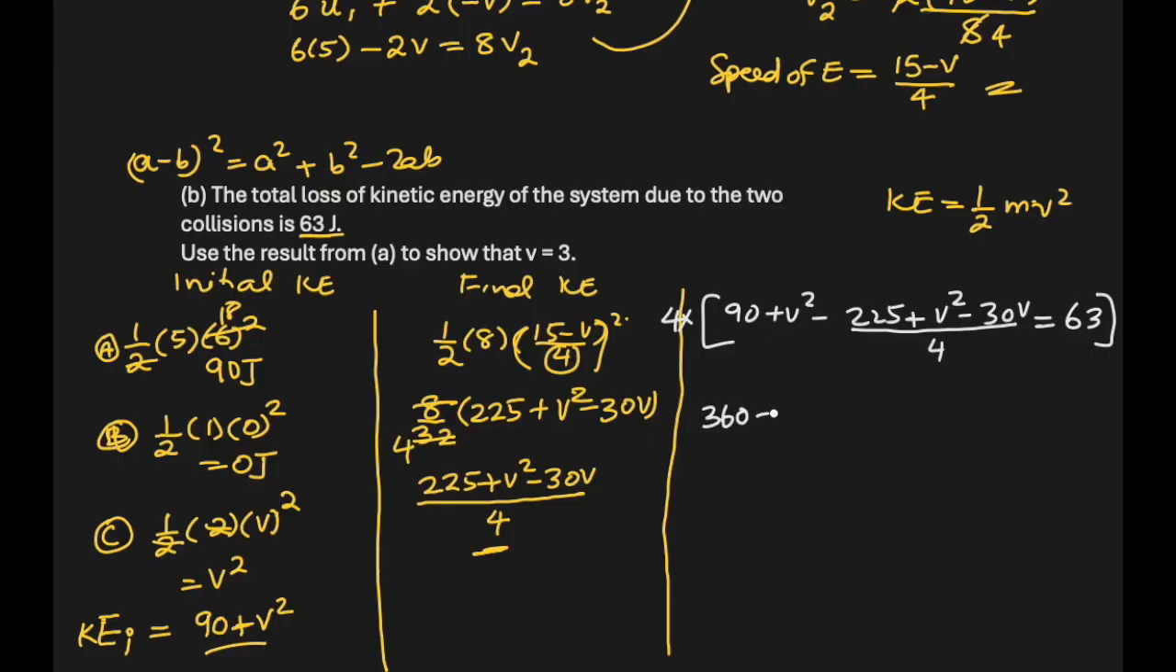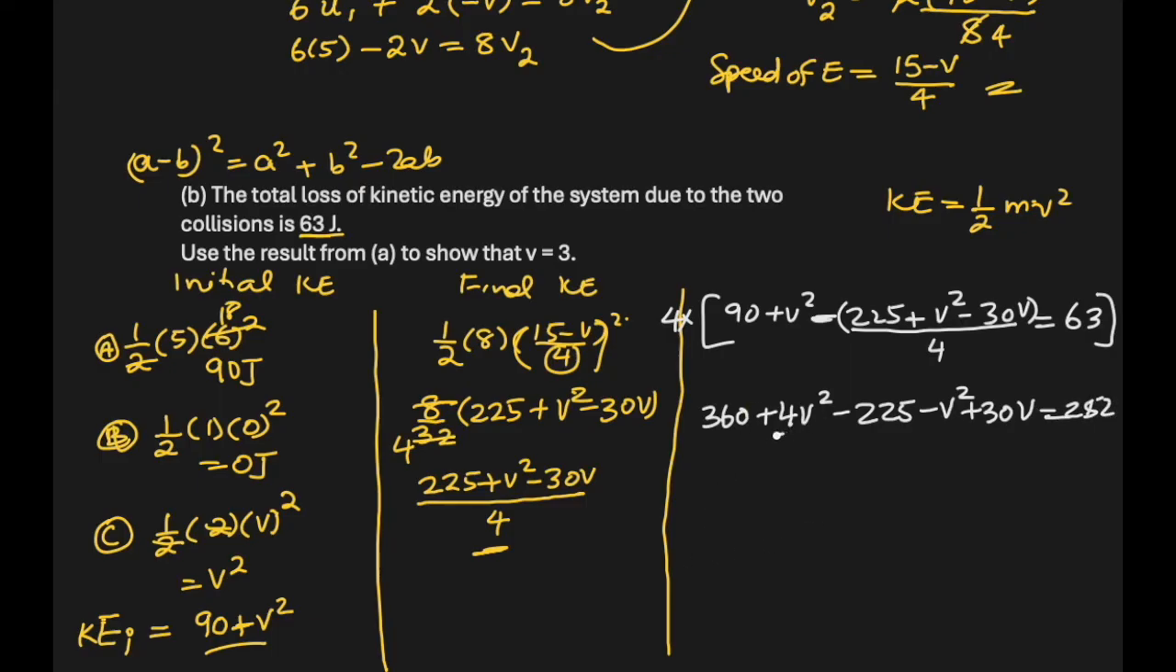4 times v square is 4v square. Now minus will be applicable to all of them and 4 will cancel 4. So we'll just do this. So this minus is with all of them. So minus 225 minus v square plus 30v equal to 4 times 63 is 252.